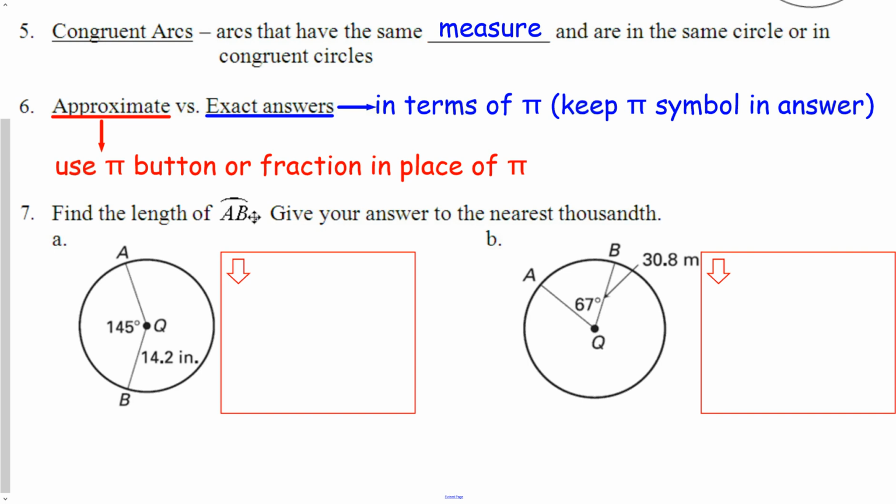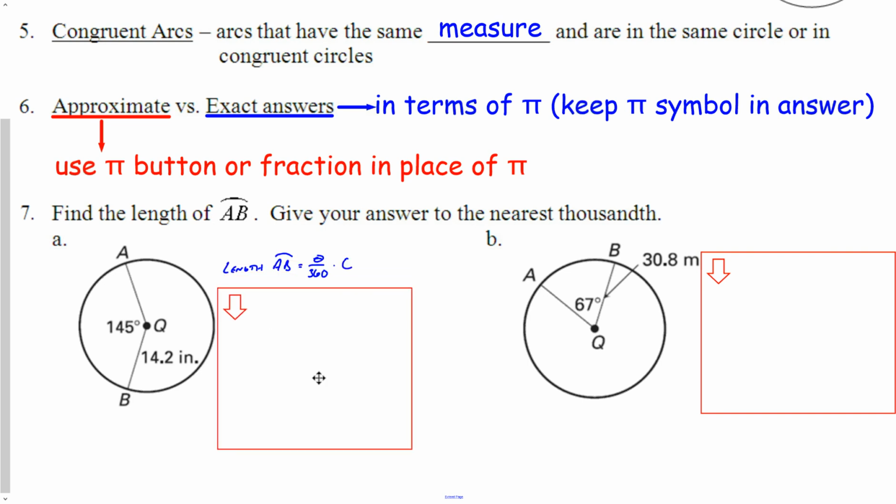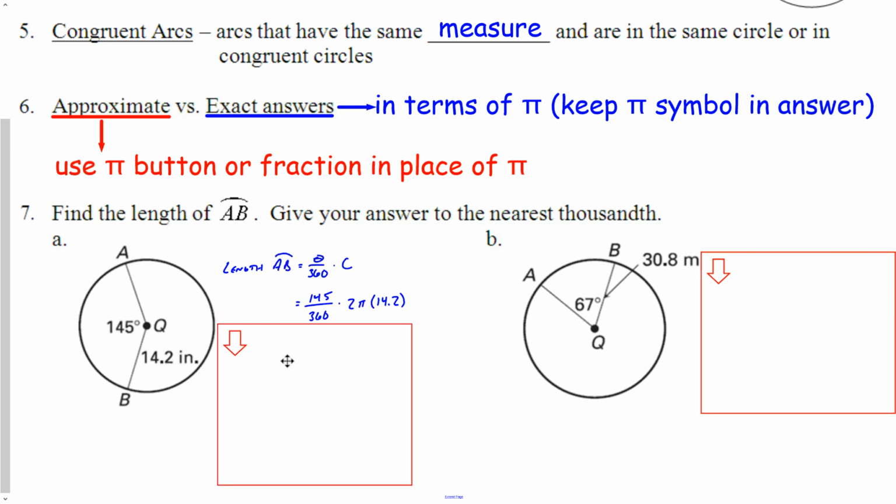So in this circle, if I have to find the length of arc AB, I have to start with the formula for length of an arc, which is theta over 360 times circumference. Now, if I look at my diagram, I know my central angle is 145 degrees. That's the same thing as the measure of the arc. And then 14.2 inches is my radius, so I can use that in the circumference portion of that equation. So notice I have the 145 in for theta, and 14.2 in for the radius in what would be 2 pi r to help find circumference.